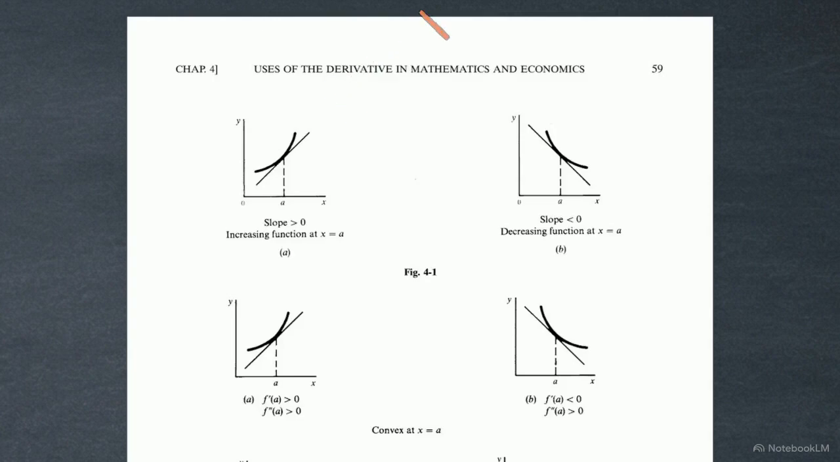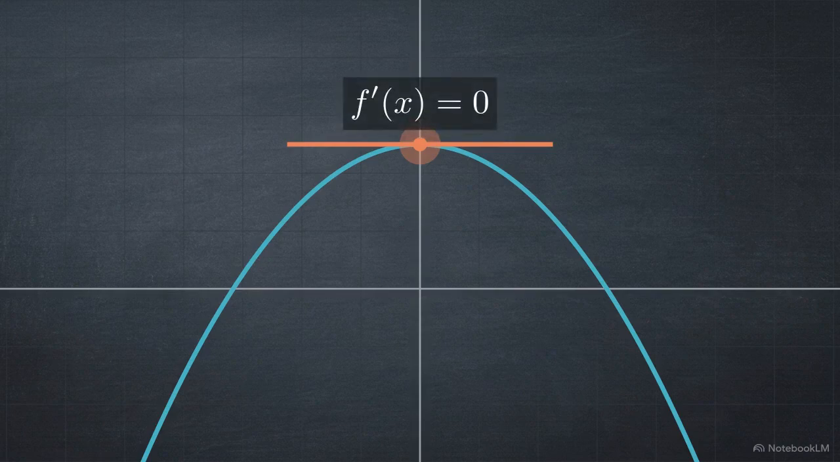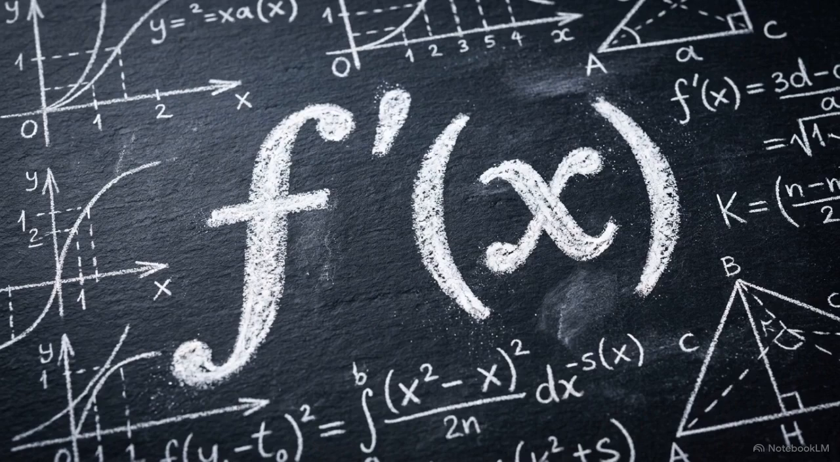When the function starts falling, it becomes a decreasing function, and the slope turns negative. Right at the absolute highest point between climbing and falling, something specific happens. The slope completely flatlines. It forms a perfect plateau that is neither increasing nor decreasing. To find that flat spot, mathematicians use the first derivative.